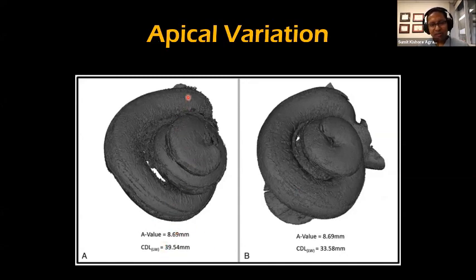So the problem is that if you take measurements along the base, it's very hard to predict what's happening up in the apex. So no matter how much we configure these equations and try to make them better, there's always going to be this variation up in the cochlear apex that hurts our accuracy.